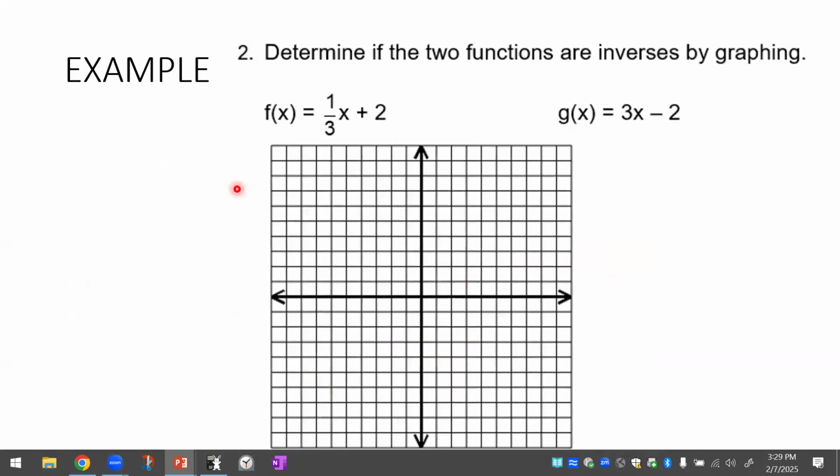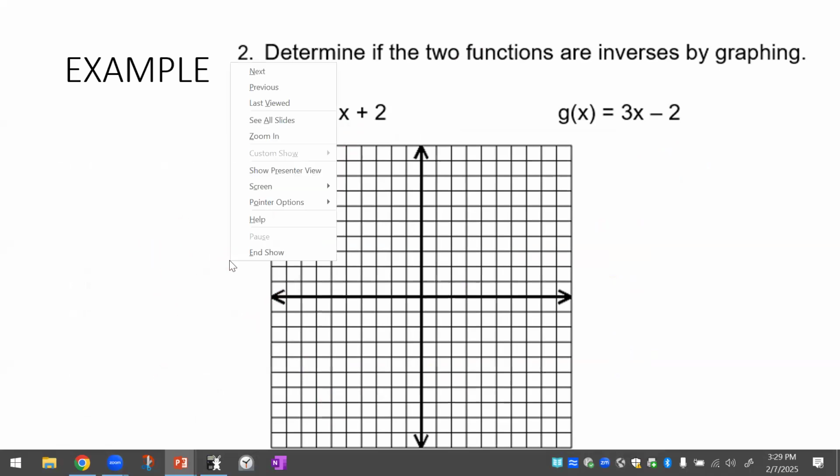So in Desmos, we're going to graph these two functions. But beforehand, honestly, do we need Desmos to graph them? No, because we know how to graph linear equations. So without Desmos, you should be able to graph these linear equations.